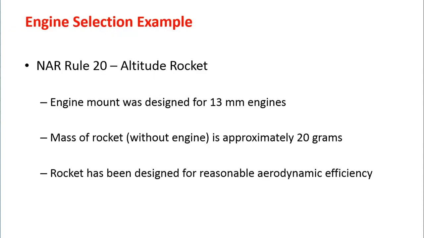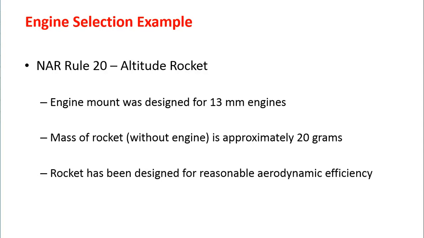Assuming you already know how engine part numbers work, let's see if we can use that understanding to select candidate engines for a hypothetical rocket design. We'll base our hypothetical design on NAR rule number 20, which is an altitude rocket. In other words, we are designing a rocket to achieve a maximum altitude. Let's assume that the engine mount was designed for 13mm engines.